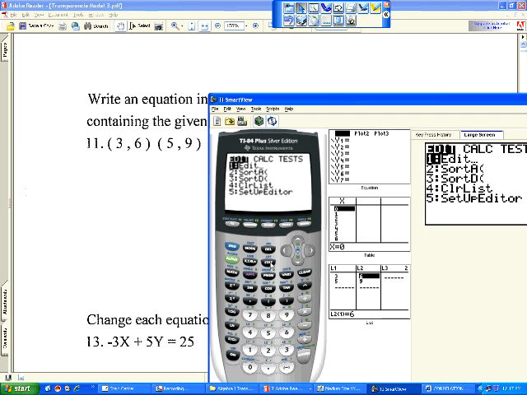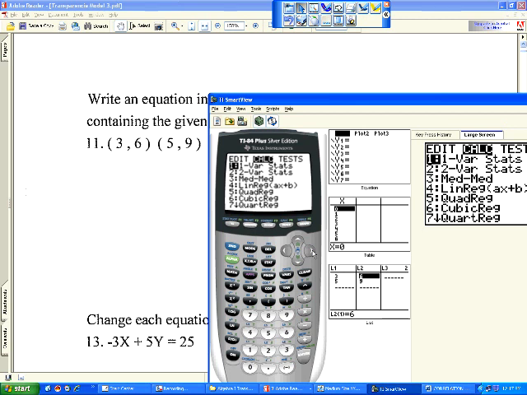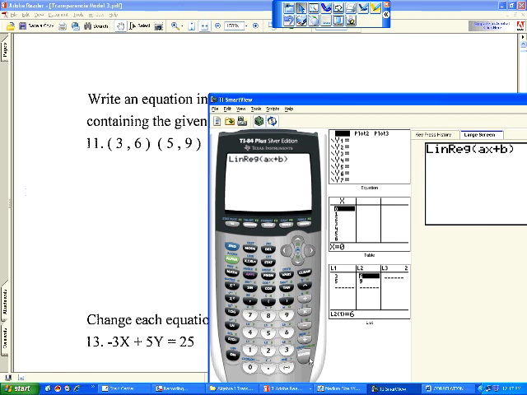Stat, to the right to calculate. Down to number 4, linear regression. Enter. It's defaulted to L1, L2, so all you have to do is hit enter. We're going to write mx plus b, unless we're doing a word problem.